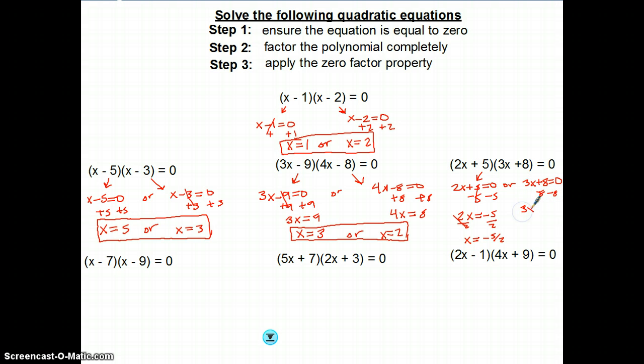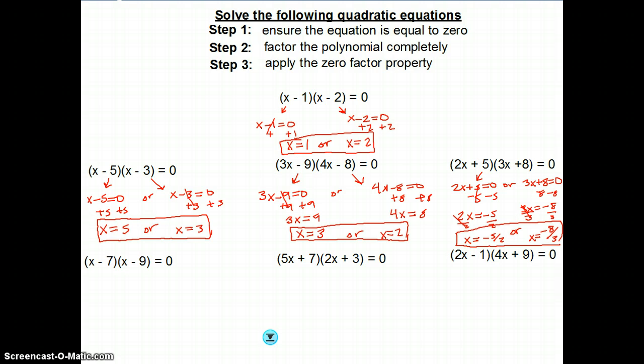So 3x equals negative 8. And dividing both sides by 3, I find that x equals negative 8 over 3. Reduce if you can, and then leave it as an improper fraction. So your two solutions are x can equal negative 5 over 2, or x can equal negative 8 over 3.